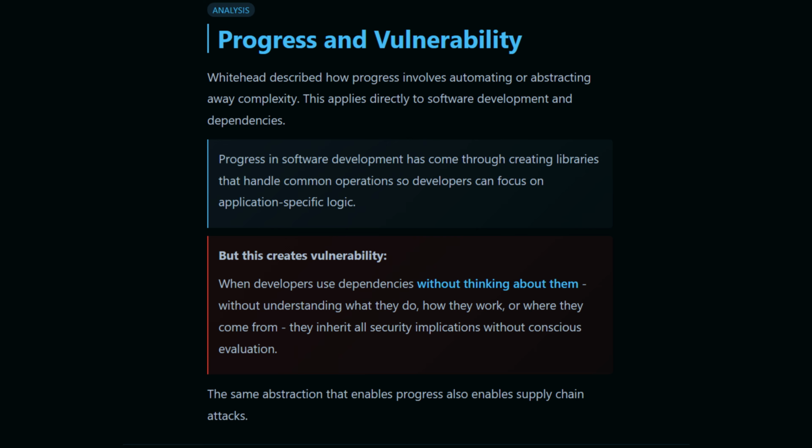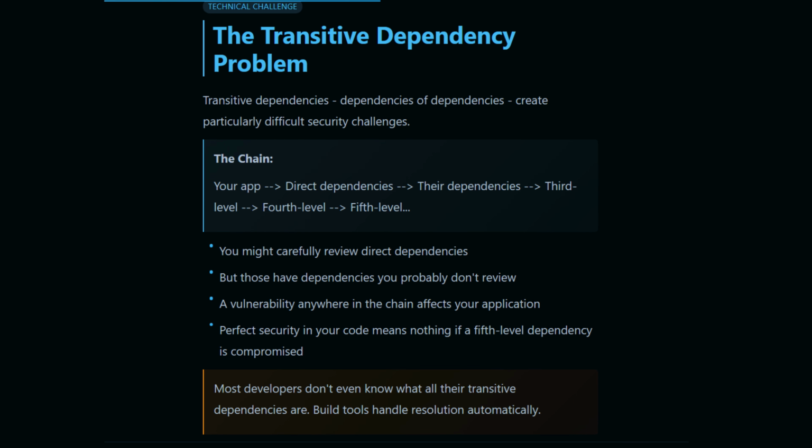But this advancement creates vulnerability. When developers use dependencies without thinking about them, without understanding what they do, how they work, or where they come from, they inherit all of the security implications of those dependencies without conscious evaluation. The efficiency that comes from not thinking about dependencies also means not thinking about their security, provenance, or trustworthiness. The same abstraction that enables progress also enables supply chain attacks.